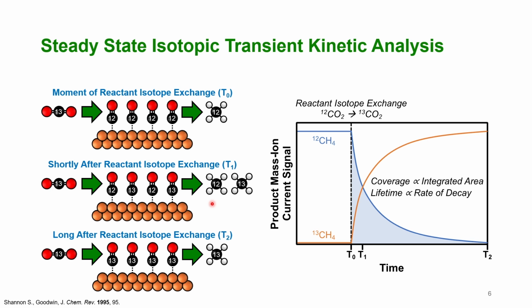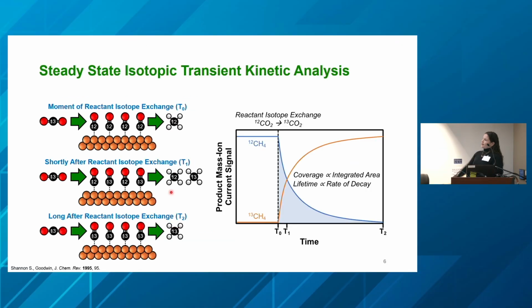And this is seen in the isotopic composition of the products in particular, which is on the schematic over on the right-hand side here. Essentially, you can observe this transient change via a mass spectrometer. And then the integration of the transient response is directly proportional to the amount of surface intermediates leading towards that particular product at the moment of the switch. So then you can convert these number of intermediates to a coverage.